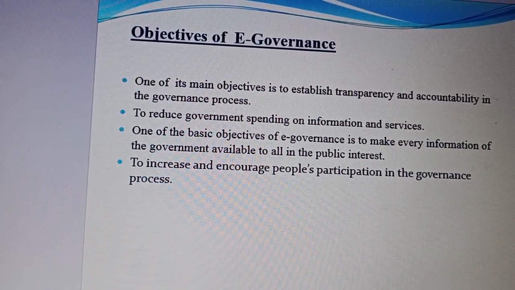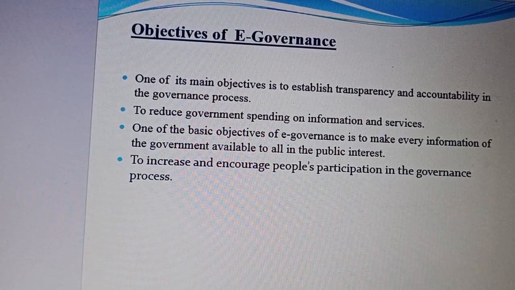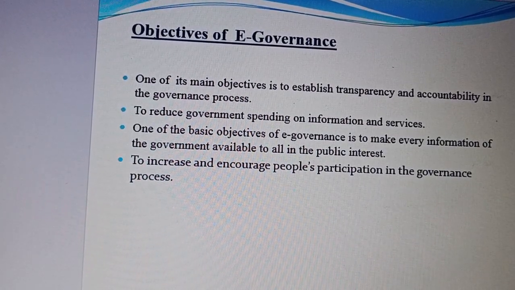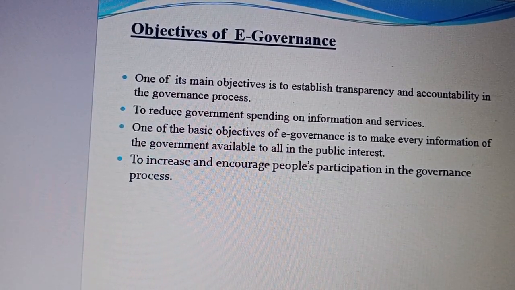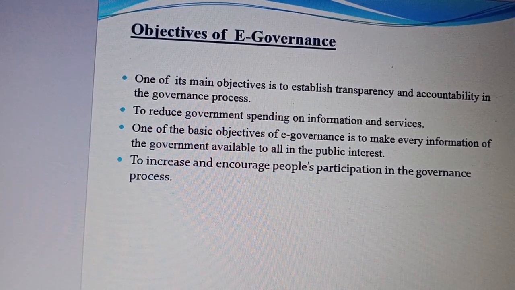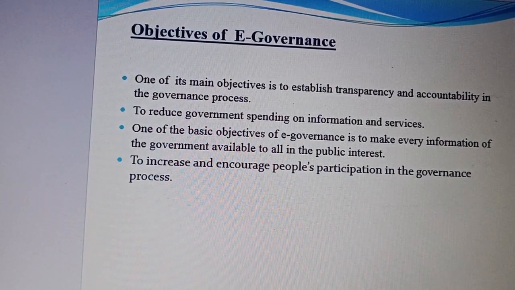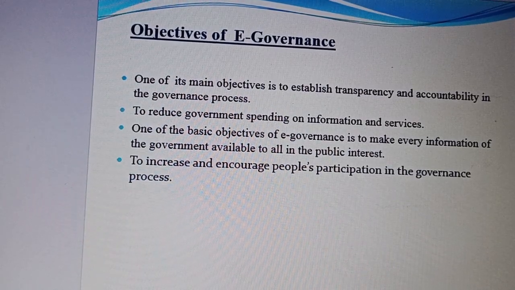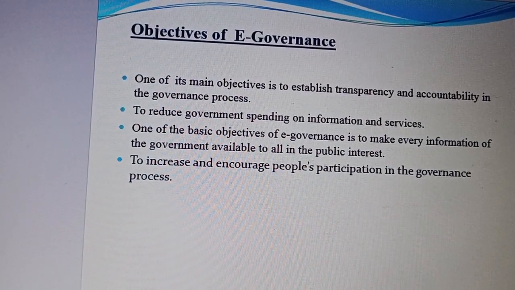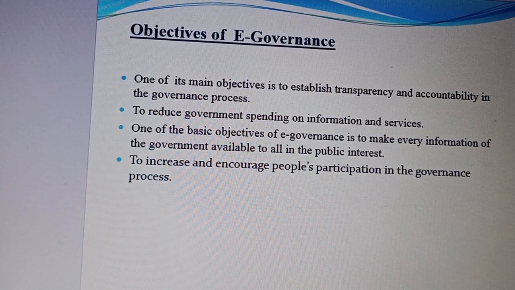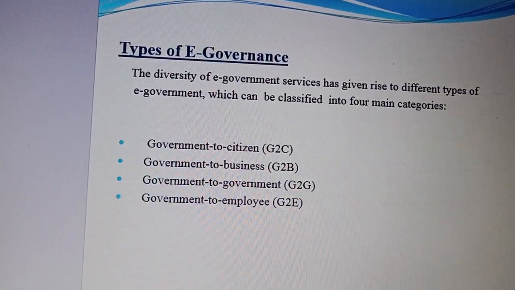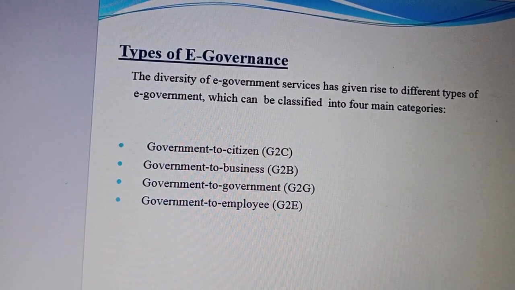So today we discuss how online e-governance applications increase and encourage people to participate in the governance process, because the process is completely online. Okay, next slide is types of e-governance.